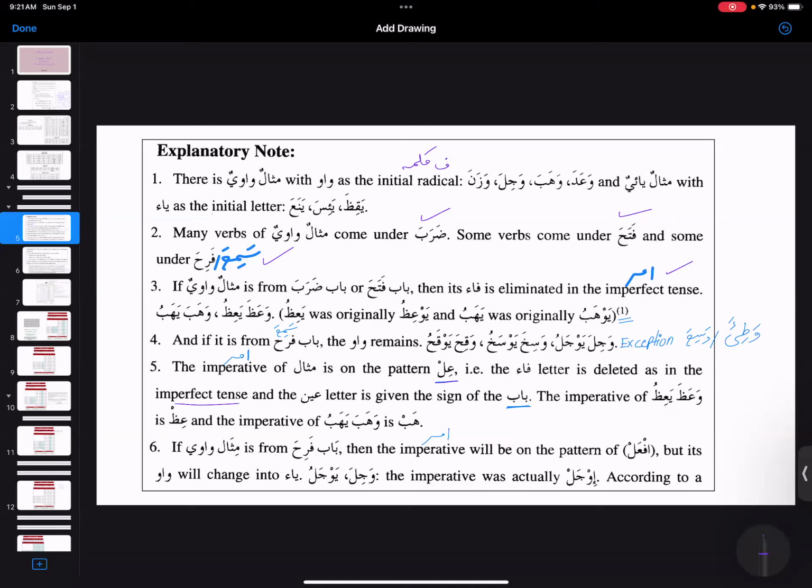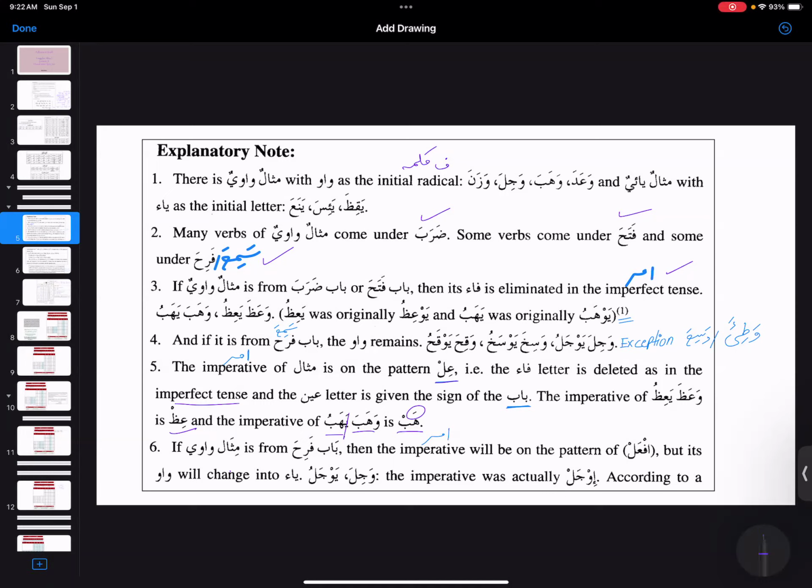Okay, so the example given is hab. This fatha is telling that this is bab fataha, because wahaba, yahabu. Oh, okay, right? But we don't need it, this is confusing really, because when we know this is wahaba, yahabu, obviously it's going to be hab. So we don't need to take this route. I find it confusing, but if it helps you, you can take it.